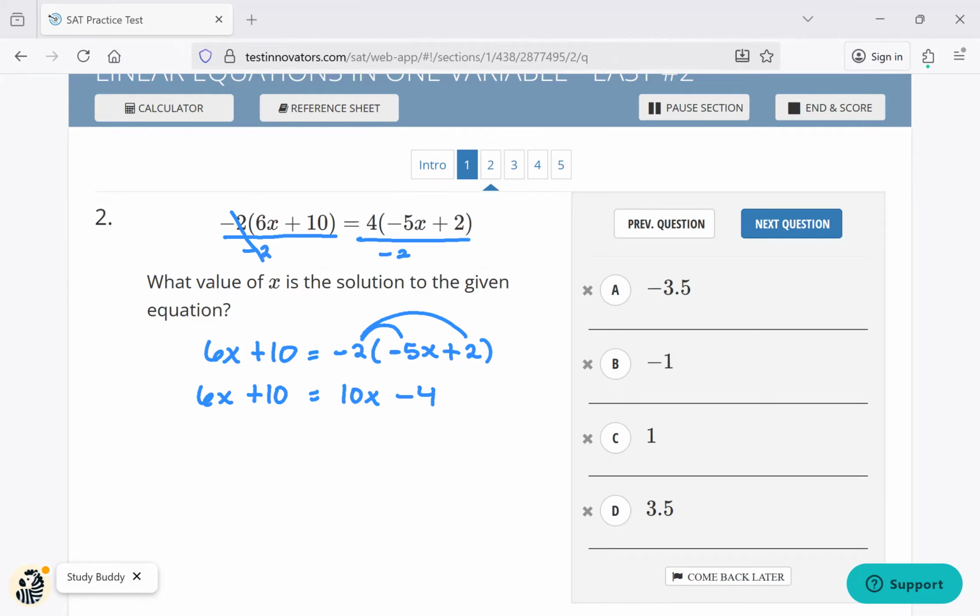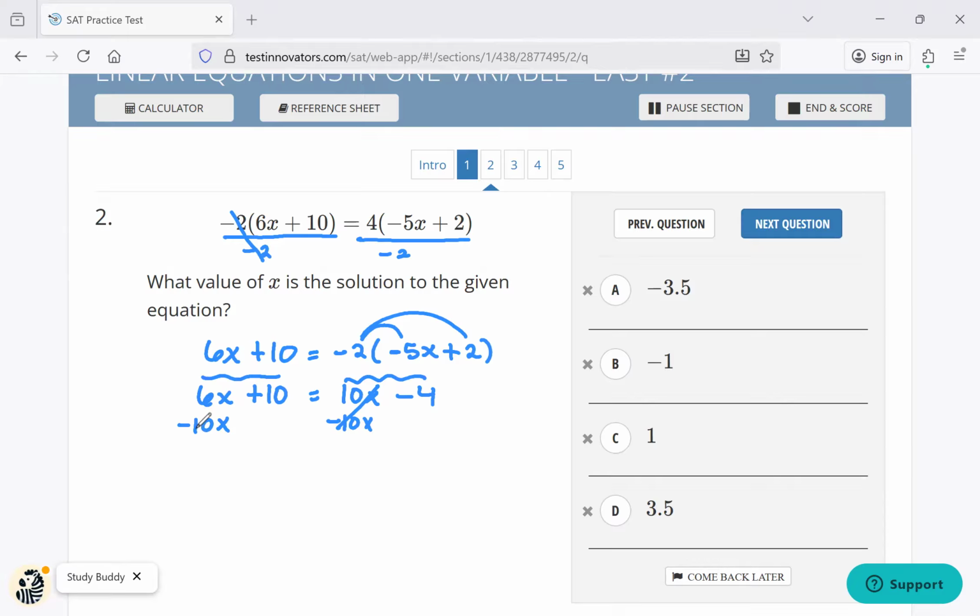Go ahead and solve for x, but before you move things around, always check if you can combine like terms. So 6x plus 10, no. Variable and a constant don't mix. Right side, variable and a constant does not mix. So go ahead and move things around. So let's get the x on one side. So I'm going to subtract 10x, subtract 10x.